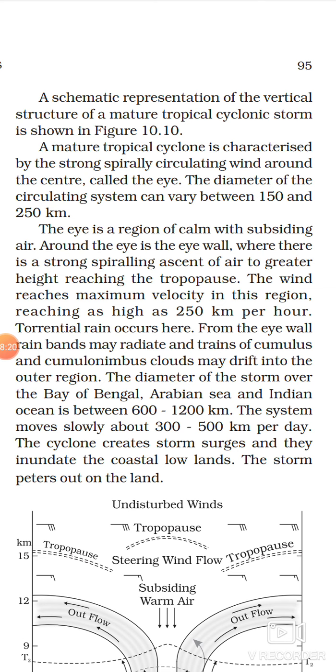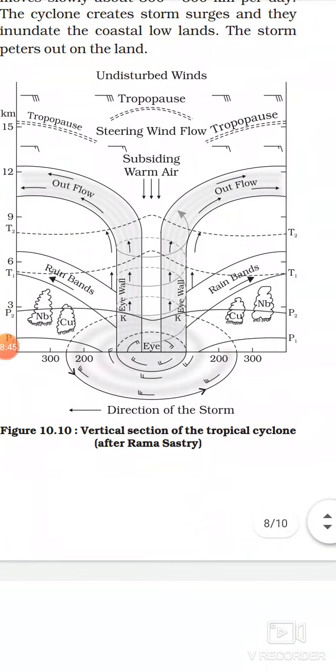It has a very broad base at the top and an extremely narrow base below. That narrow base constitutes the eye of the cyclone. It is actually the center of the cyclone spiral. The diameter of the circulating system can vary between 150 to 250 kilometers. Okay, this is about this.